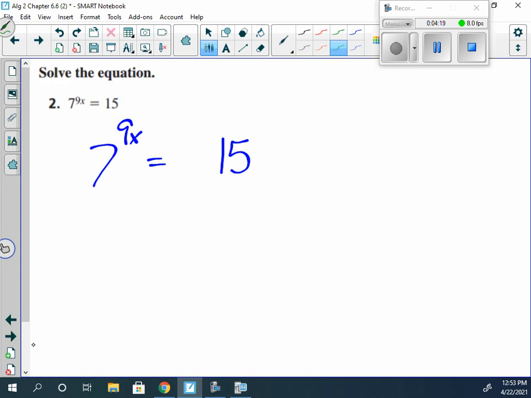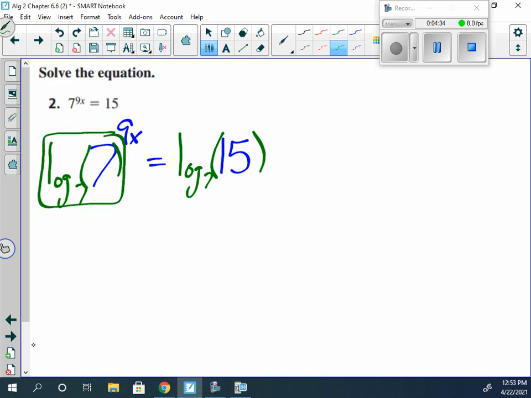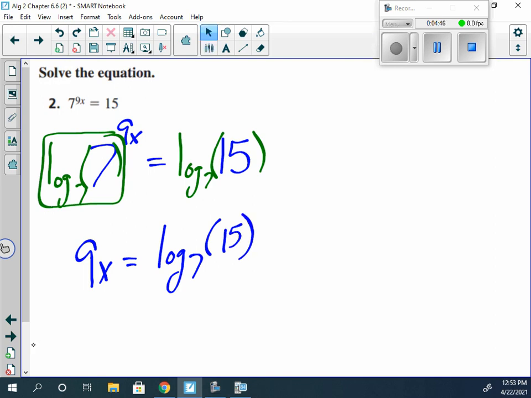So what can we do first? We can apply log base 7 to both sides, which, since log base 7 of 7 is going to simplify, gives 9x is equal to log base 7 of 15. Now, is log base 7 of 15 a nice number? Is it going to give us a nice number when we plug it in? Well, no, it's going to be an ugly decimal.